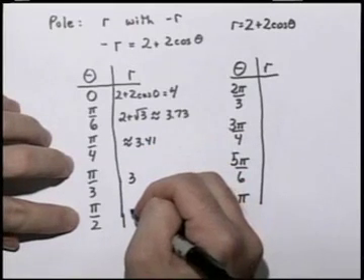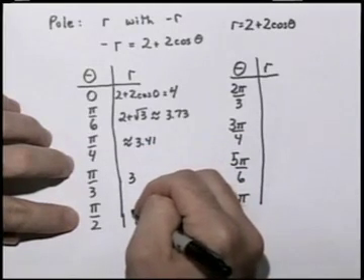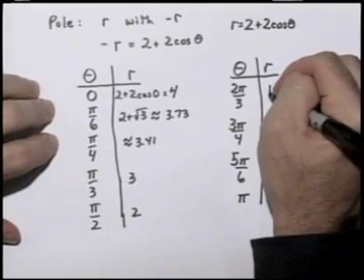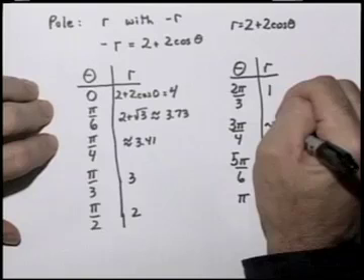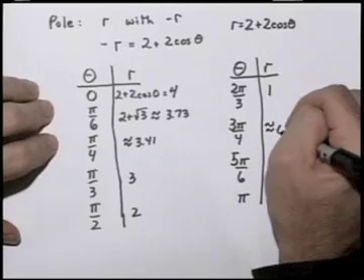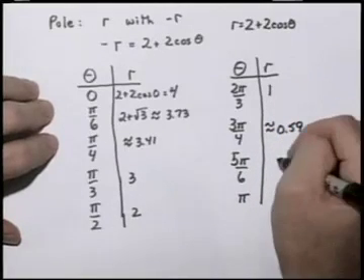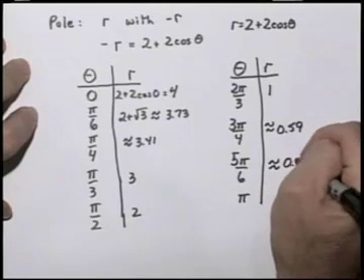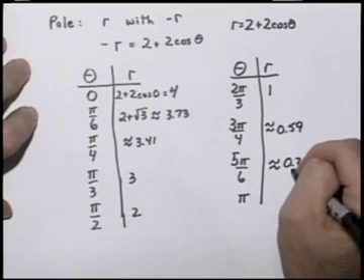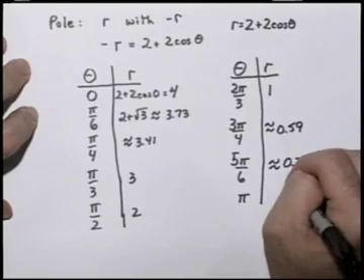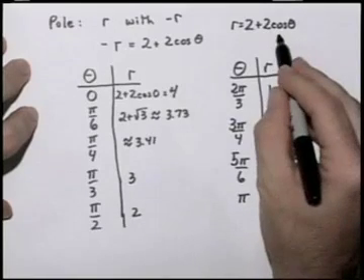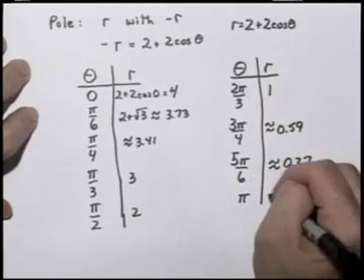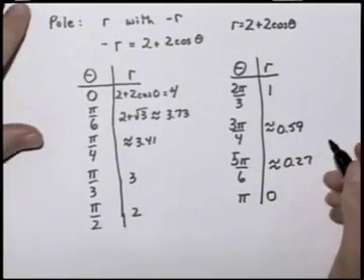At theta is pi over 2, r is 2. At theta is 2 pi over 3, r is 1. At theta is 3 pi over 4, r is about 0.59. At theta is 5 pi over 6, r is about 0.27. And at theta is pi, the cosine of pi is -1. 2 plus 2 times -1 gives me that r is 0.